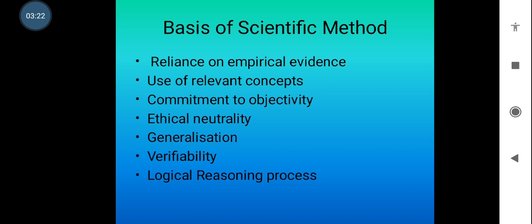Then the third one is ethical neutrality. Science does not pass normative judgment on fact. It does not say that they are good or bad. As Schrödinger says, science never imposes anything. Science aims at nothing but making true and adequate statements about its objects.